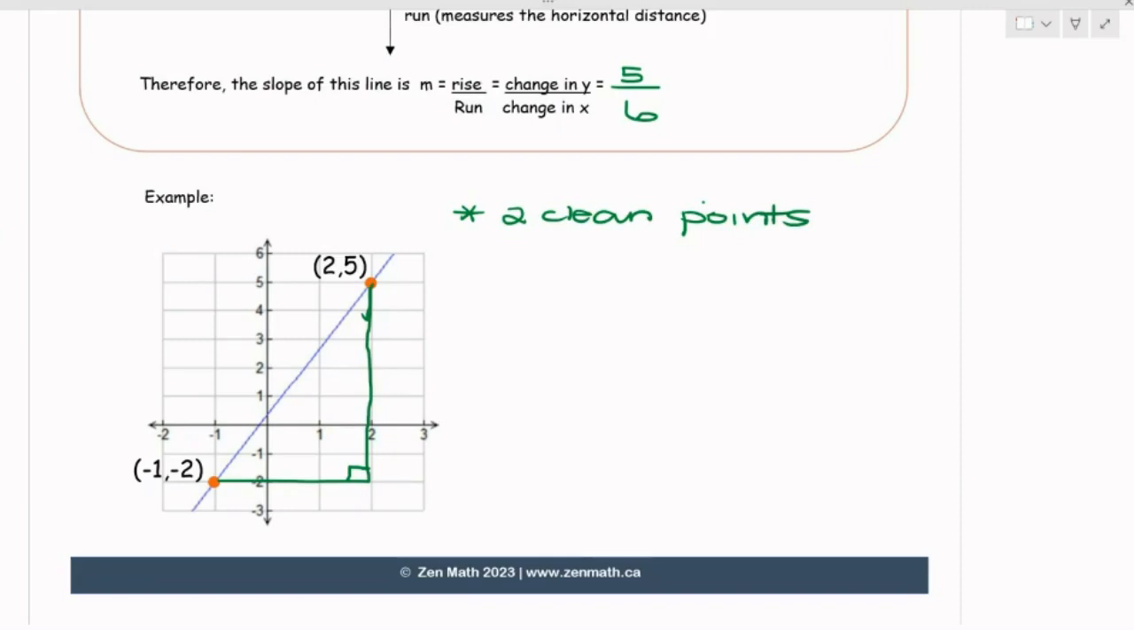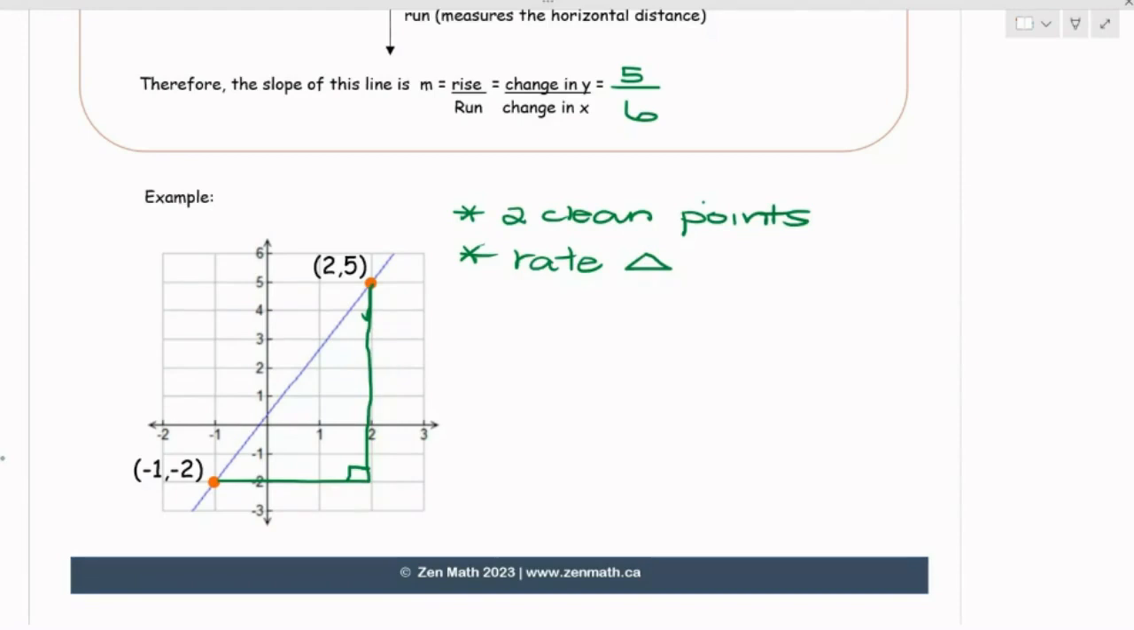This is called a rate triangle. Okay, so after you get your 2 clean points, you want to create a rate triangle. From there, we can then count the run and we can count the rise. This is the most basic way to get the slope of a line.